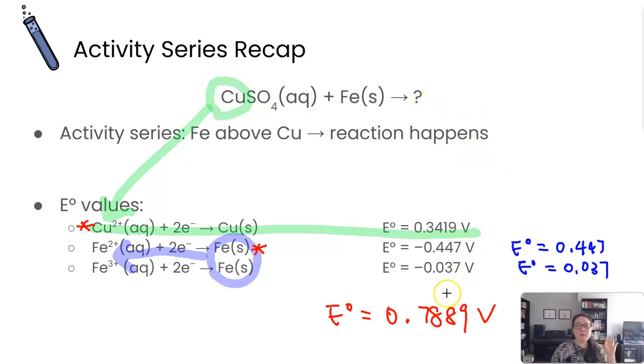In theory, the reaction where your iron becomes the iron 3 plus ions could also happen because you get a positive number, but it's a smaller positive number, and so this one, where you get the 2 plus ion, is the one that's going to be favorable.